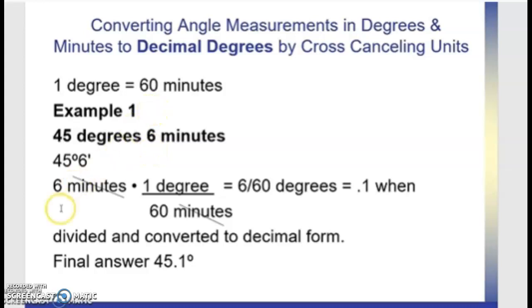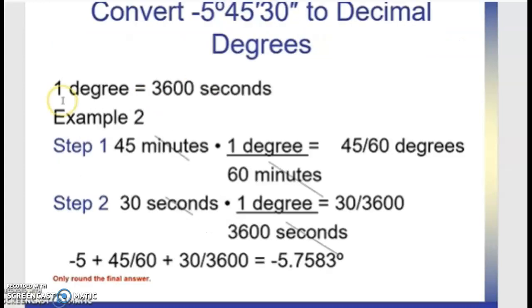Converting angle measurements in degrees, minutes, and seconds to decimal degrees by cross-canceling units. This time, our example requires us to convert -5 degrees, 45 minutes, and 30 seconds to decimal degrees. Another fact we need to recall is that 1 degree is equal to 3,600 seconds.